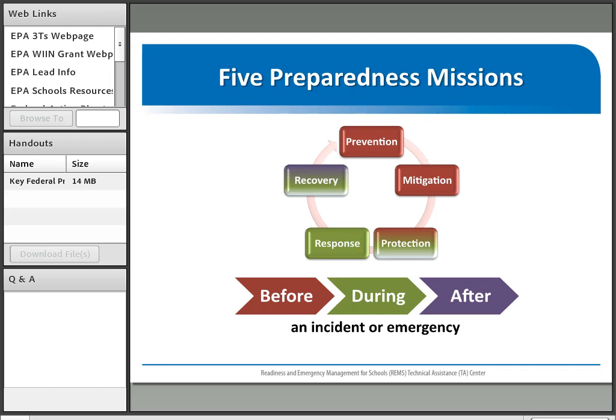So the National Preparedness Mission areas represent an evolution in our collective understanding of national preparedness, and they're based on the lessons learned from terrorist attacks, hurricanes, school incidents, and other experiences. Prevention means the capabilities necessary to avoid, deter, or stop an unintended or intended exposure or poisoning.